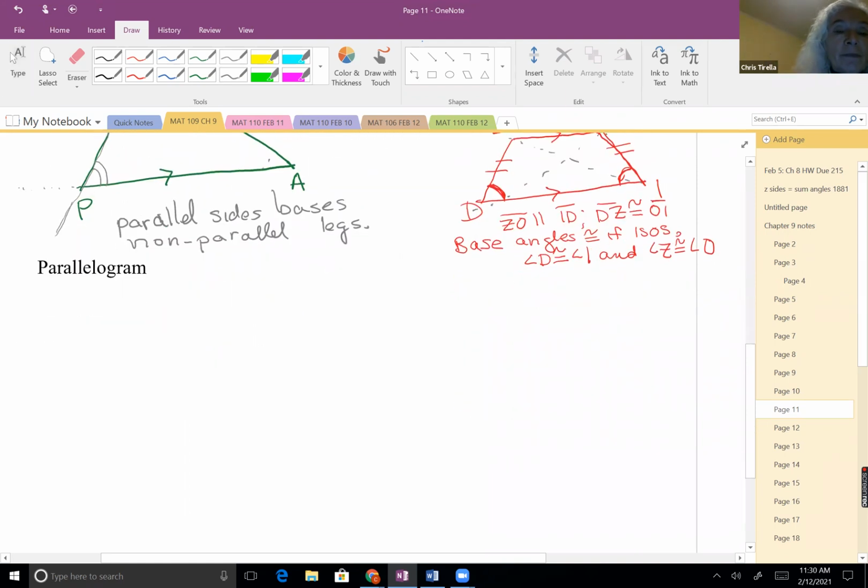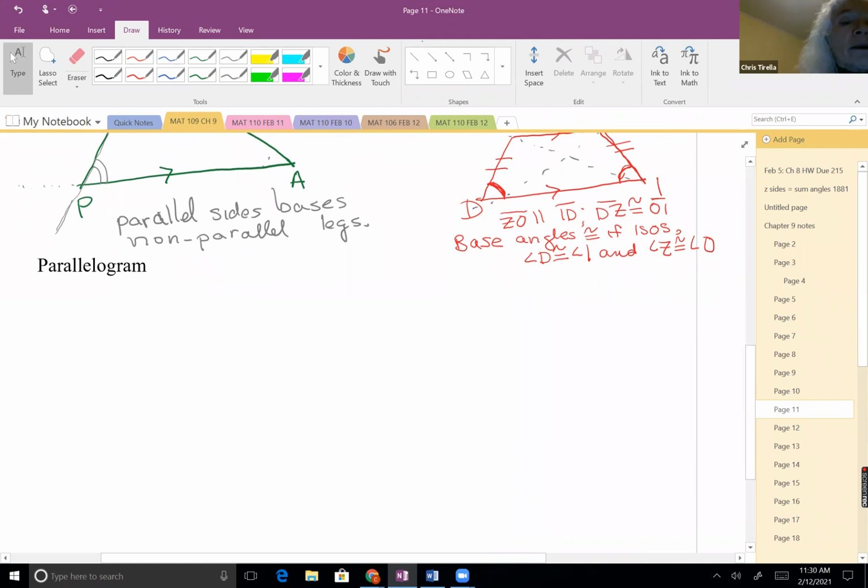So a parallelogram is going to be defined a little bit differently. A parallelogram is, again, four sides, a quadrilateral, with two pairs of parallel sides.